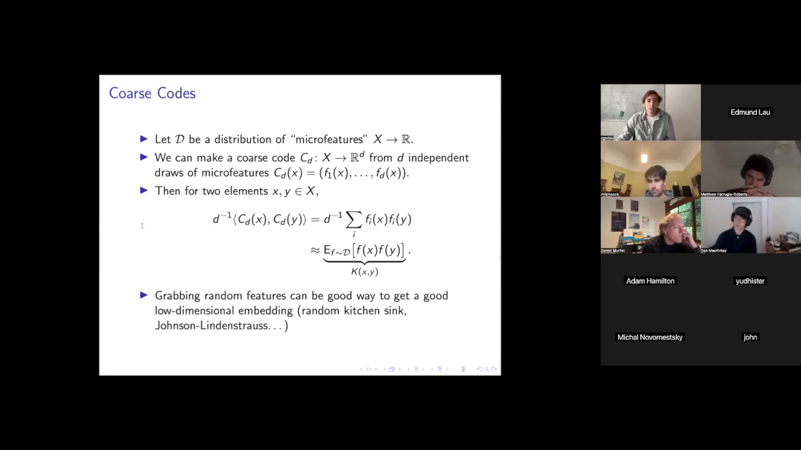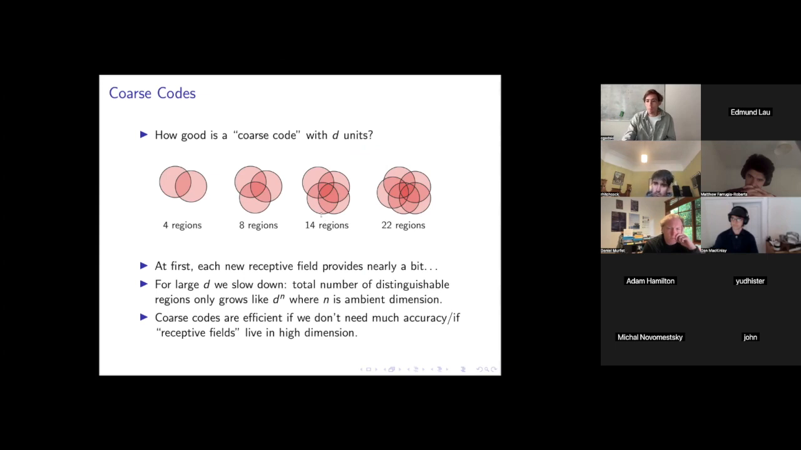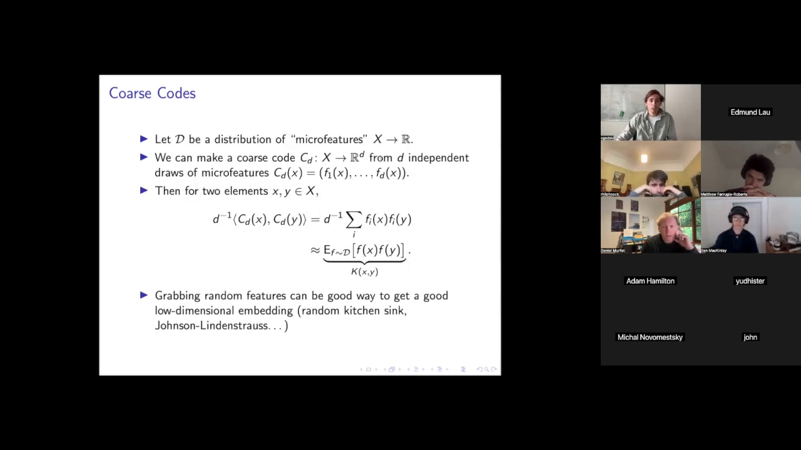I'm not going to think too seriously about this, but let's say D is my distribution of micro features, so little features. In this case, the micro feature would be like a random receptive region, a random circle on the plane. I can make a coarse code by just taking D independent draws and putting them together. I fix that randomness in advance. Then if I want to encode two elements, X and Y, in my domain, the inner product between those two vectors is proportional to an approximation of the second moment of this distribution on X and Y.